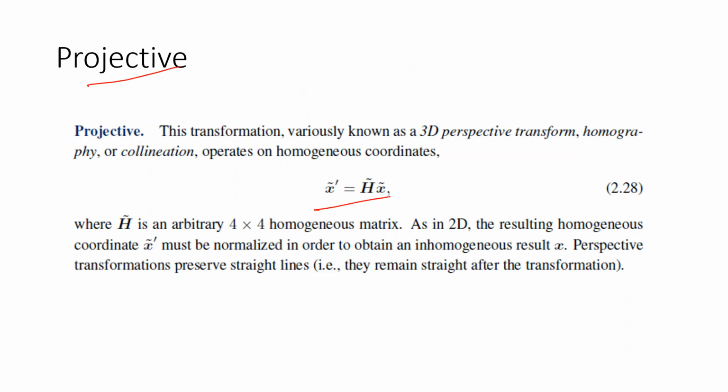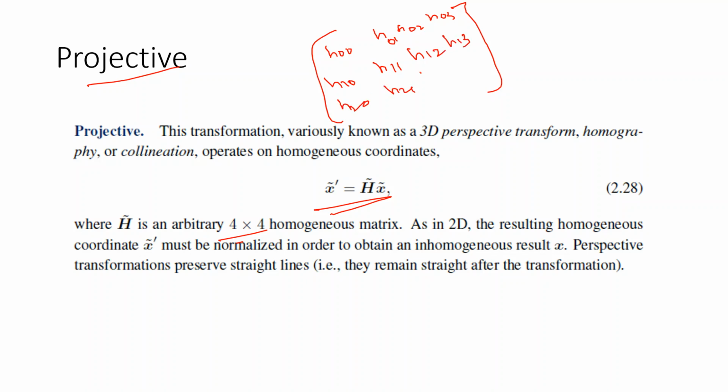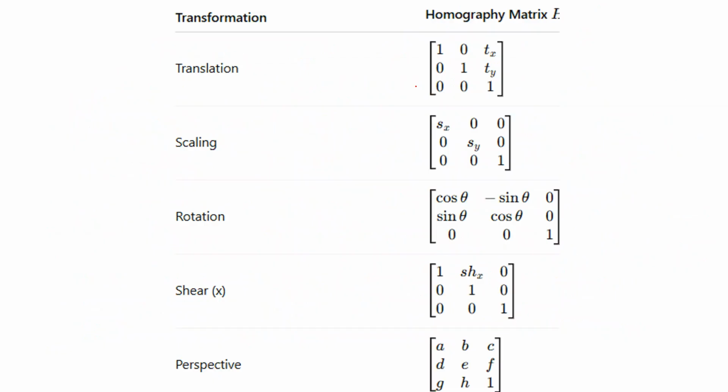Again, the projective, the equation is same as 2D. x bar dash equal to H bar x bar, and again the matrix is same. It is represented, right? 4 cross 4: h00, h01, h02, h03, h10, h11, h12, h13, h20, h21, h22, h23, h30, h31, h32, and h33. Right? So here also we can perform the 5 transformations which were discussed in 2D, right? So translation, scaling, rotation, shearing, and perspective. Here everything was 3 cross 3. Now it is converted into 4 cross 4.